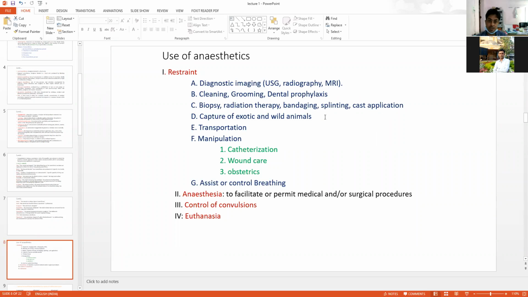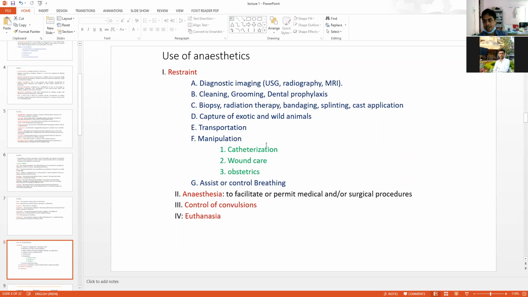Then capture of exotic and wild animals. Without chemical restraint, it is many times not possible to capture them. Physical restraint is also effective for the capture of exotic and wild animals, but many times we select different drugs like xylazine, ketamine, even detomidine and medetomidine for the capture of exotic and wild animals. Then the next one is transportation.